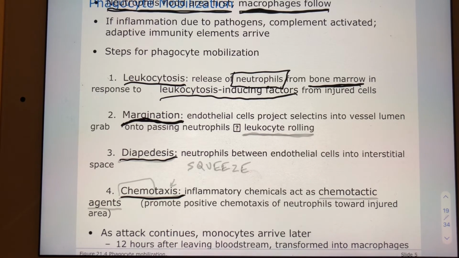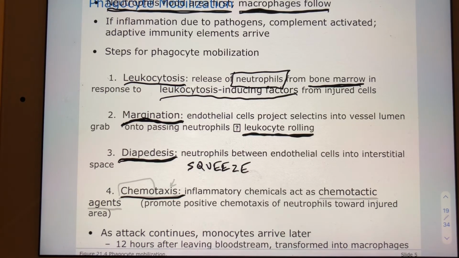And when they stick to that wall, when they grab on to the vessel wall, they will kind of reach out and hold, and then reach out and hold, and then reach out and hold, and they'll roll along, and we'll see this visually in class. They roll along until they find a nice cleft between endothelial cells, and then they squeeze out of that vessel via diapedesis, which we've talked about before.